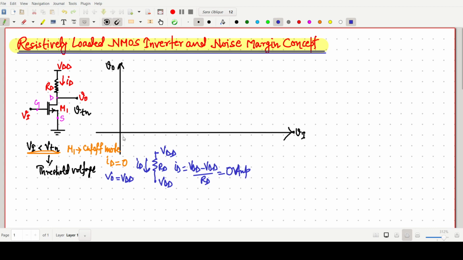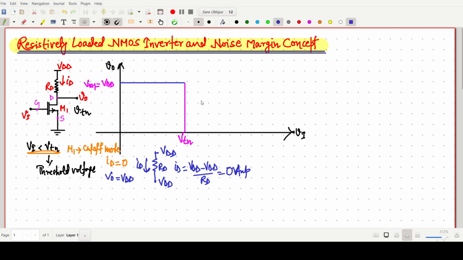So we can say that the output voltage is more or less VDD. And up to which level is this one VDD? Say I am saying this one is our VTN. Up to this point, the output voltage will be the same as VDD, or we can write it VOH, output high voltage.